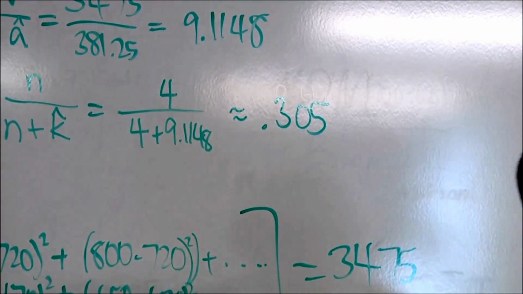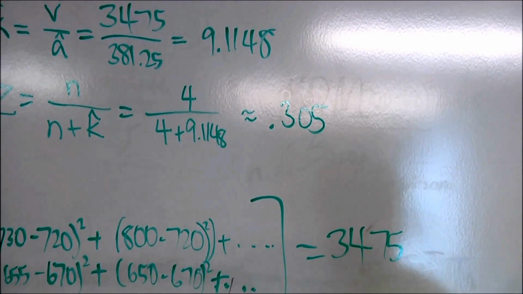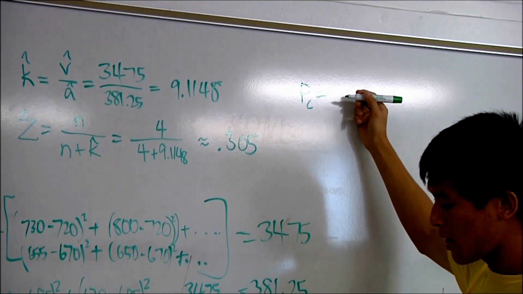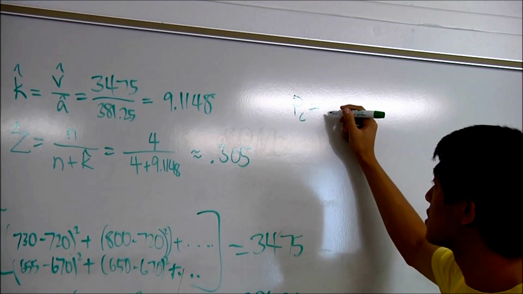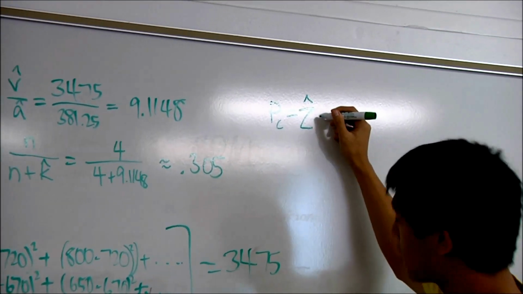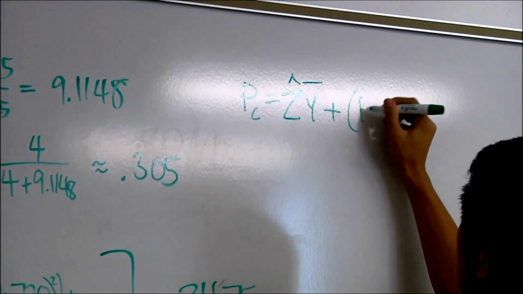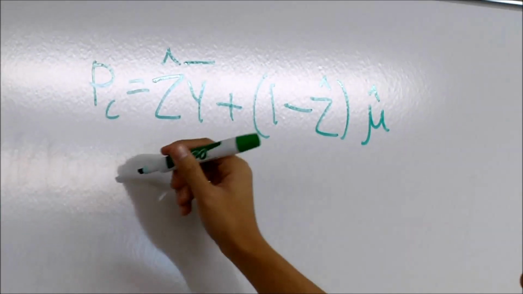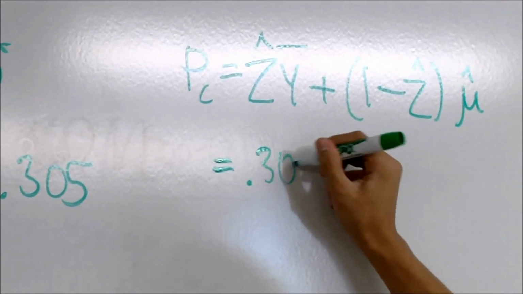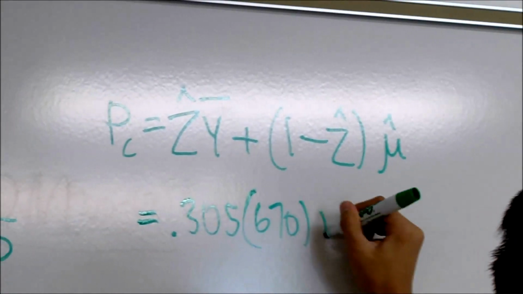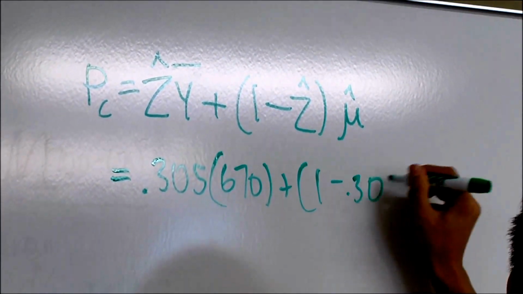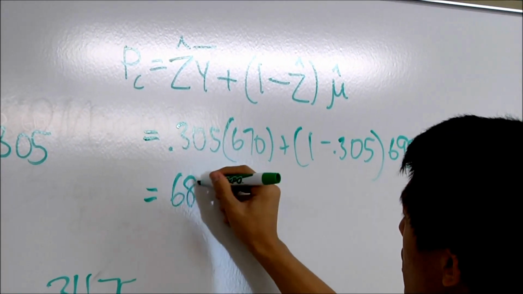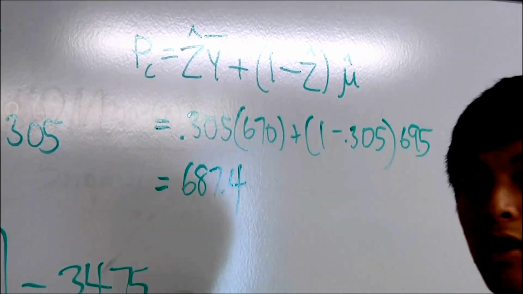All right, and from there, you want to find your estimated credibility premium for policyholder Y, and you get that from Z hat times Y bar plus 1 minus Z hat times mu hat, which is the overall claim amount mean. If you plug in your numbers there, you should get 0.305 times 670 plus 1 minus 0.305 times 695, and that gives you a value of 687.4, which is answer choice C.